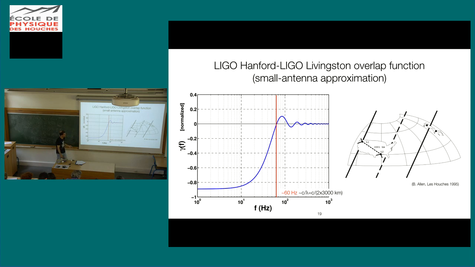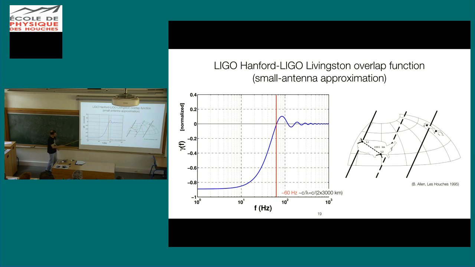Now you see also that the first zero in the overlap function comes at a frequency of roughly 60 hertz, which corresponds to the speed of light divided by lambda, where lambda is equal to twice the separation of the two detectors. Basically what this is saying is that if the gravitational wave has a wavelength equal to or greater than twice the separation of the two detectors, then those two detectors are driven in coincidence, both by the same positive or negative part of the wave as the wave passes by. So that's why here we have the overlap function having a relatively large absolute value.